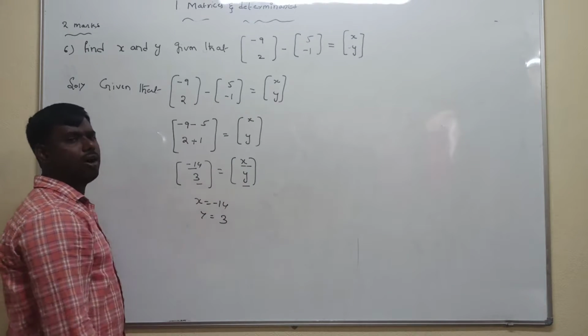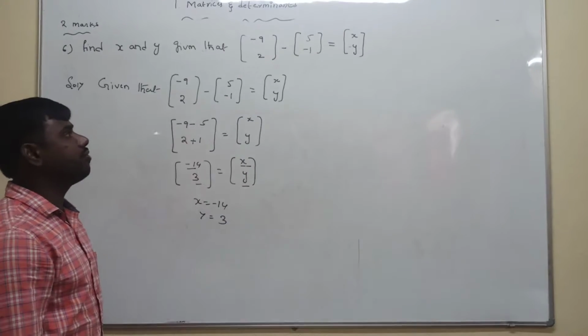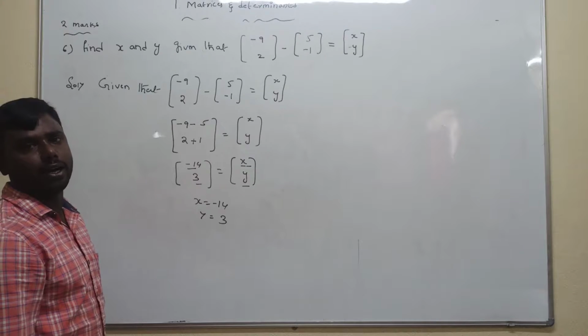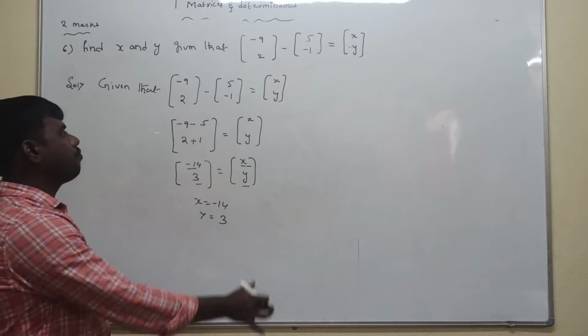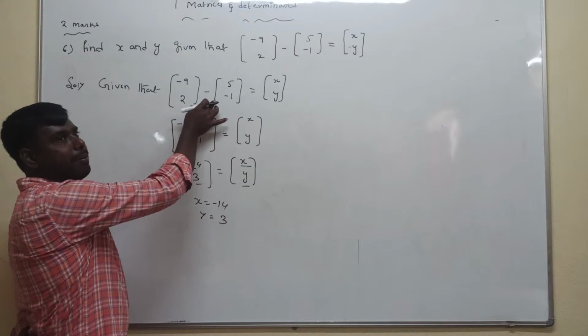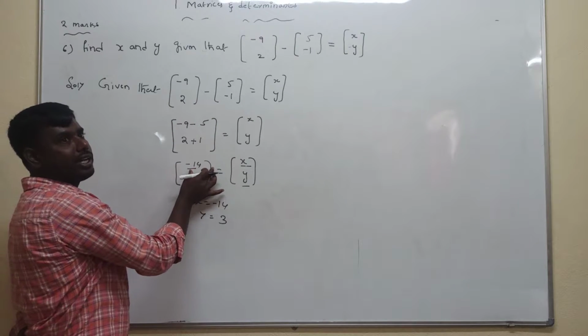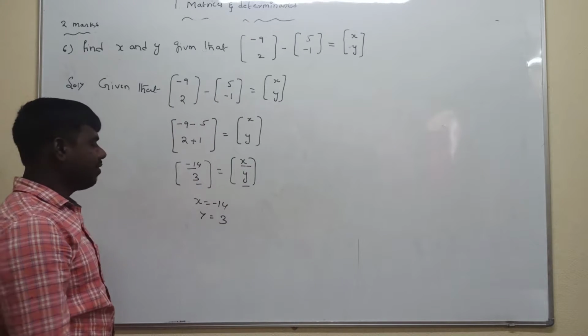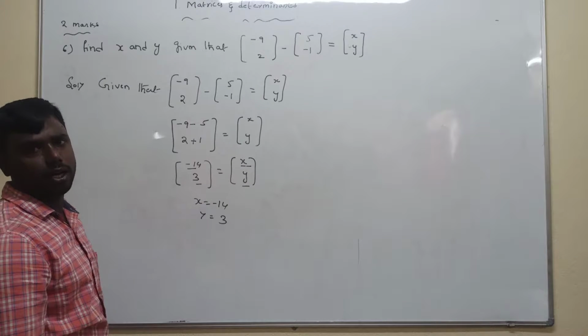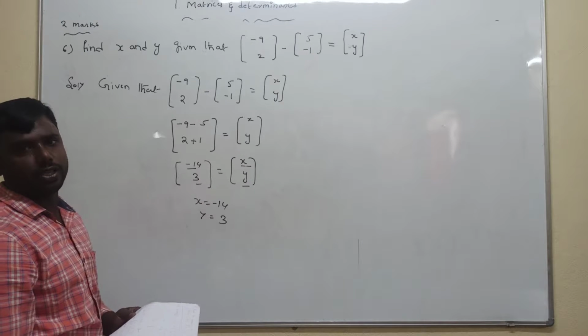What is the y value now? y is equal to 3. Like that we can find the x value and y value. Understood? First we subtract the corresponding elements. After that, equating the corresponding elements. Finally, we get the x value and the y value. So, do you understand, students?